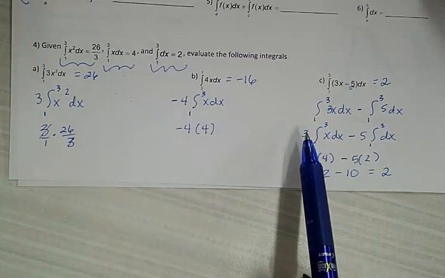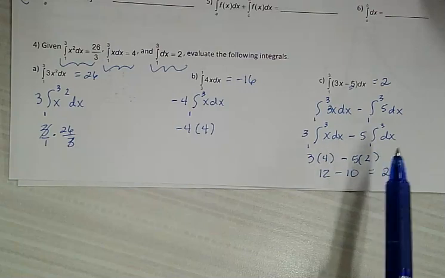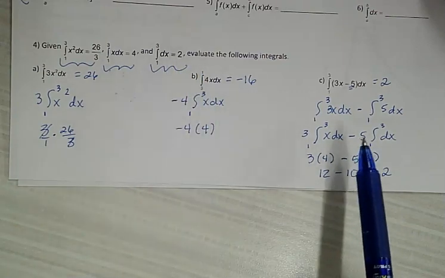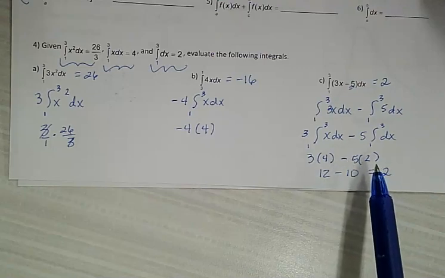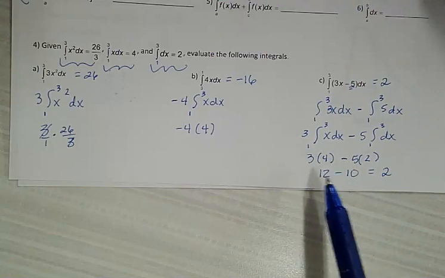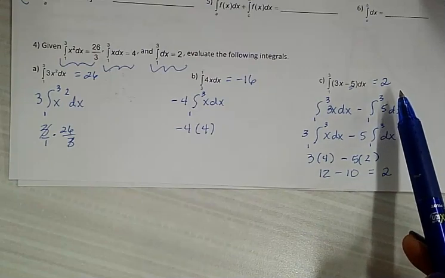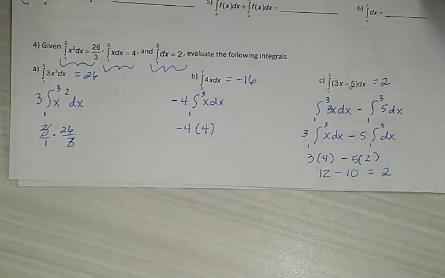All right, so hopefully you recognize that this is x dx from 1 to 3, so that equals 4. So you have the constant in front times 4. And then 1 to 3 dx is this one right here, which equals 2. So you have the constant in front of 5 times 2. So 3 times 4 is 12 minus 10, which gives us an answer of 2. And that's what this integral up here equals, is 2. Great job. Moving on to problem 5.